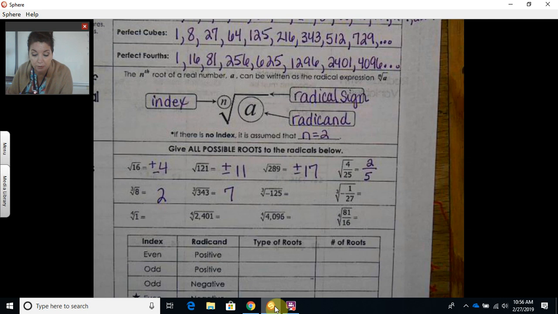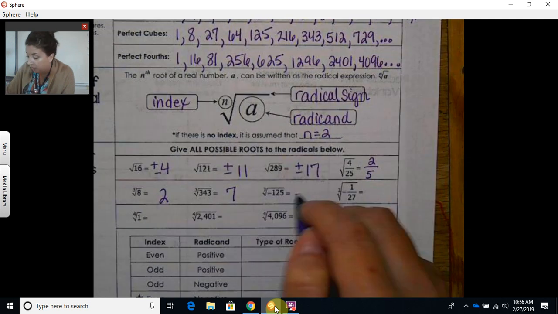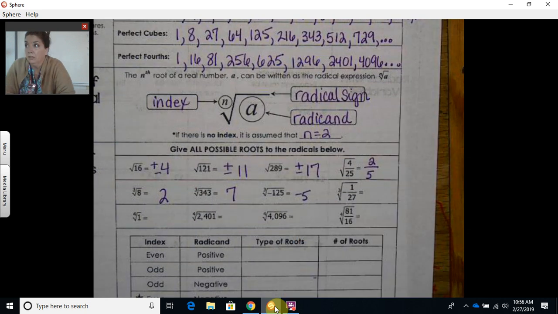What's the cubed root of negative 125? Negative 5. Now, if I said the square root of negative 125, can you take the square root of a negative? No, well, you can, but it's imaginary, right? So if your index is even and there's a negative radicand, it's going to be imaginary solution. If your index is odd and you have a negative radicand, then you can take an odd root of a negative.